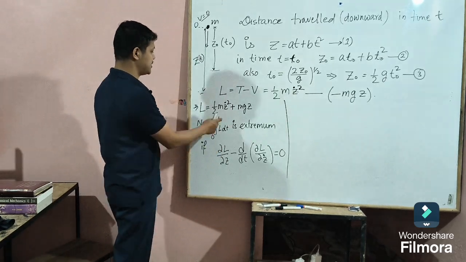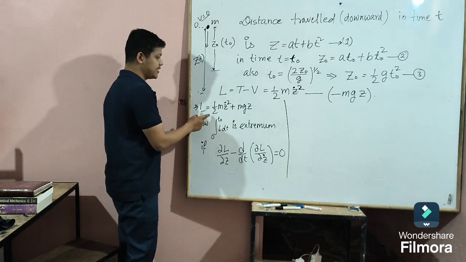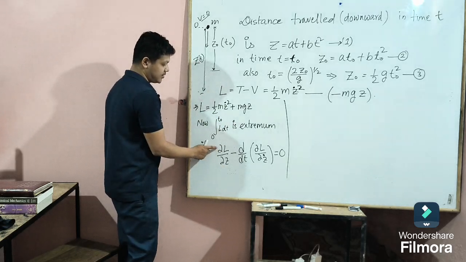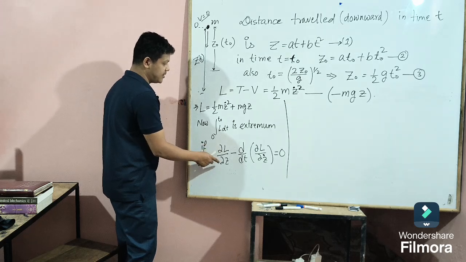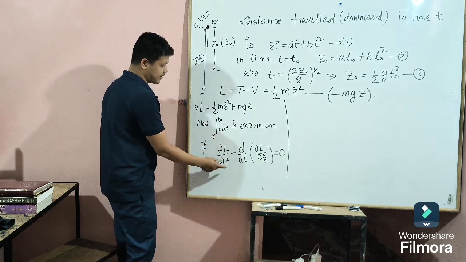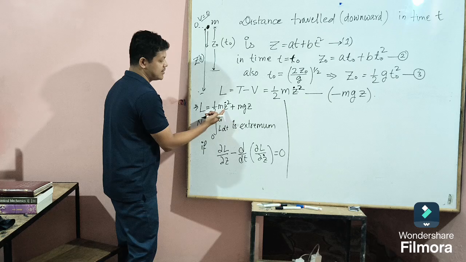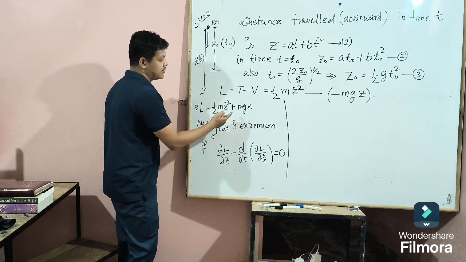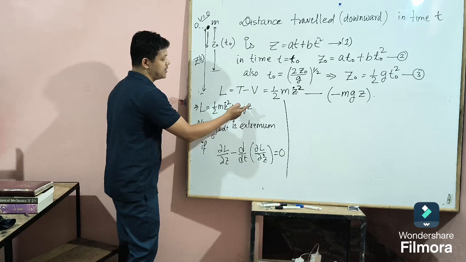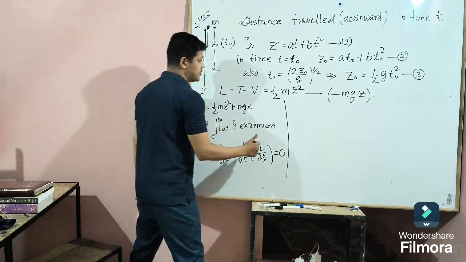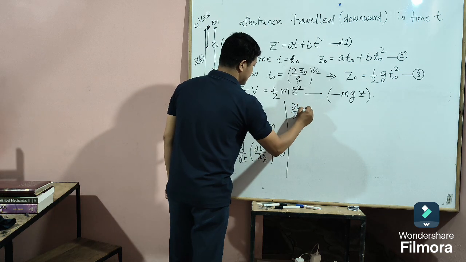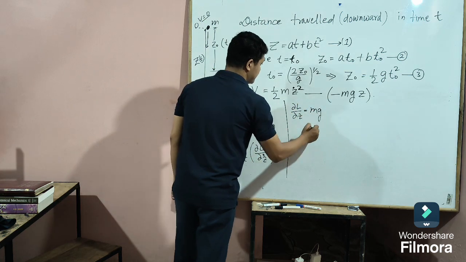Okay, so this is our L. If you differentiate it with respect to z, here this is a partial derivative, so this ż should be taken as constant, and this term becomes 0. So here we're going to get mg times ∂z/∂z, that's going to be 1. So ∂L/∂z is going to be mg.